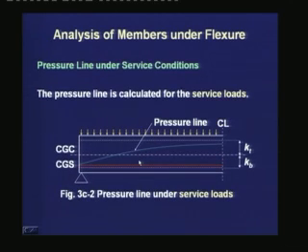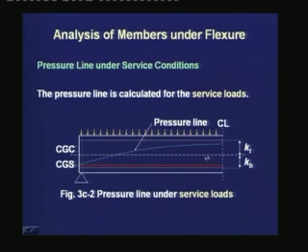The next sketch shows the location of the pressure line at service. At service also, for a uniformly distributed load, the maximum moment is at the center, and hence the maximum shift of the pressure line from the CGS is at the center. And here also the blue line shows the locus of the points of C along the span of the beam, and what we ensure for type 1 members is that the pressure line should lie within the Kern zone, which is limited by the top Kern point and the bottom Kern point.